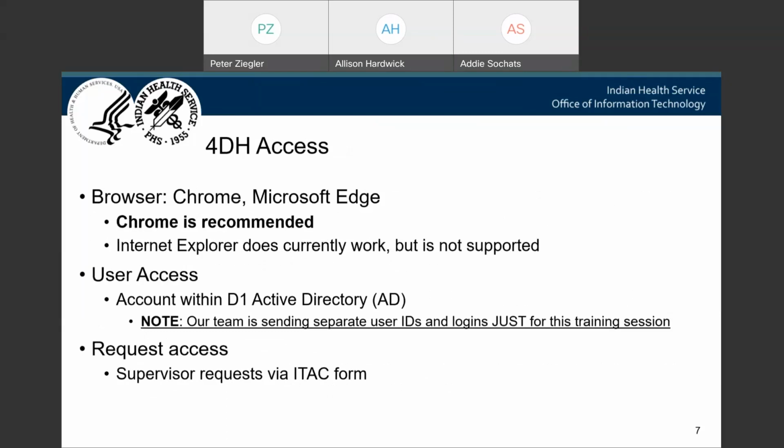In order to gain access, the user would access their clinical viewer through their D1 Active Directory. And for purposes of training, users receive a separate login and password for the demo server just for the training session. To request access, there is an ITAC request form that the supervisor places. There's a procedure for this as well, defined in supporting documents for the clinical viewer access.